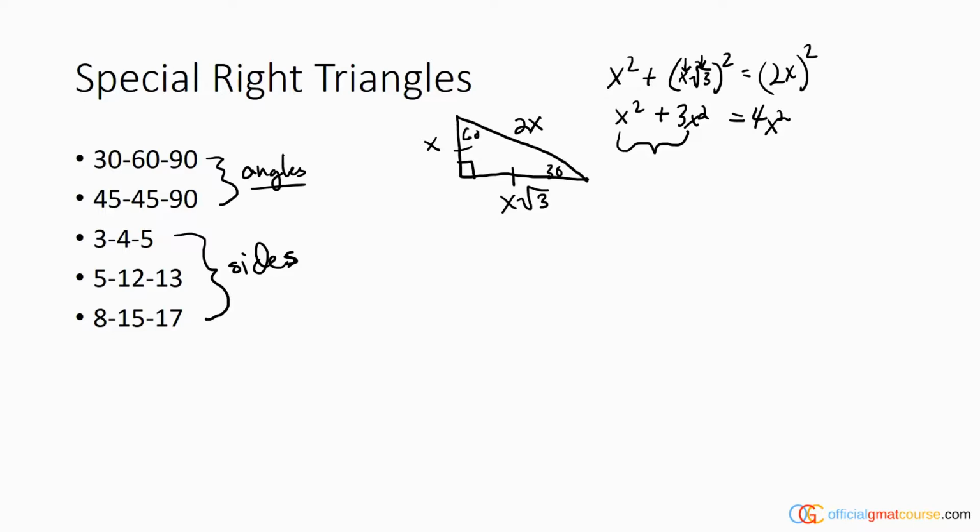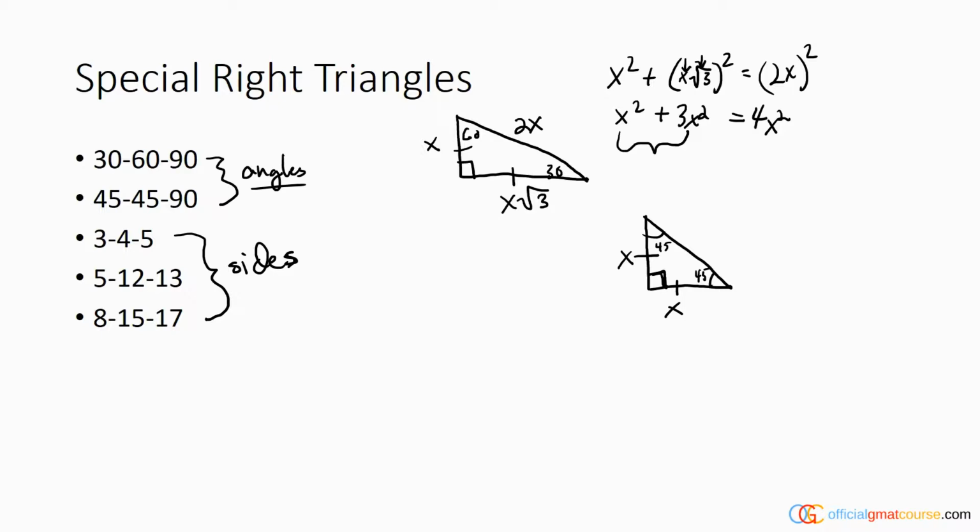Now, a 45, 45, 90 triangle is what's known as an isosceles right triangle. It's a right triangle that has two equal sides because they have two equal angles. So the sides across from the 45 degrees are going to be of the same length. And again, we'll call those x for this triangle.